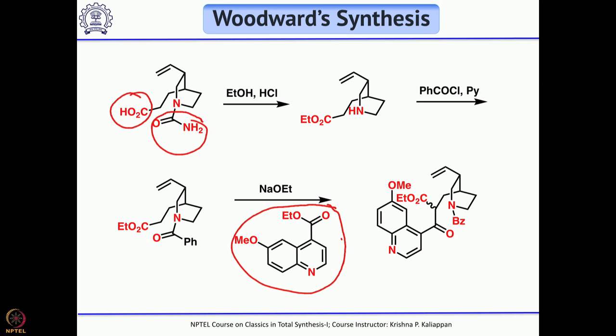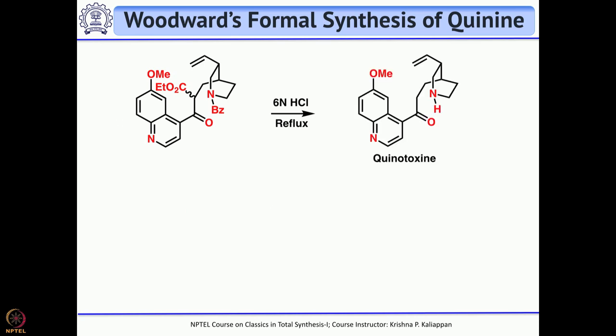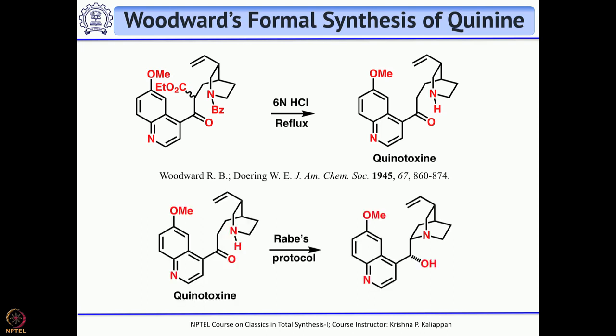So, the Claisen reaction gives the beta keto ester. This beta keto ester can be decarboxylated with 6 normal HCl. So, if you reflux it for some time, you get quinotoxin. So, this is how Woodward completed the formal synthesis of quinine, because he synthesized only quinotoxin, and quinotoxin had already been converted into quinine by Rabe. So, this constitutes a formal total synthesis of quinine.